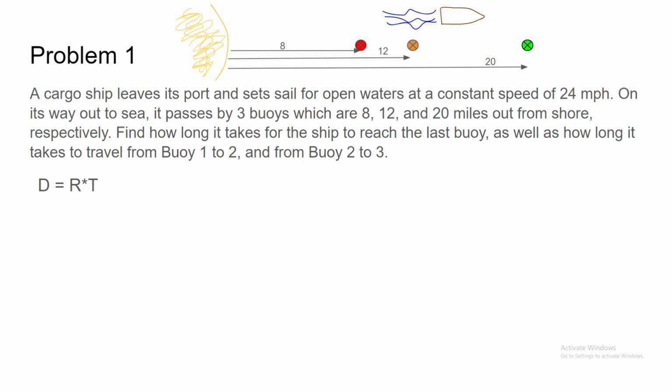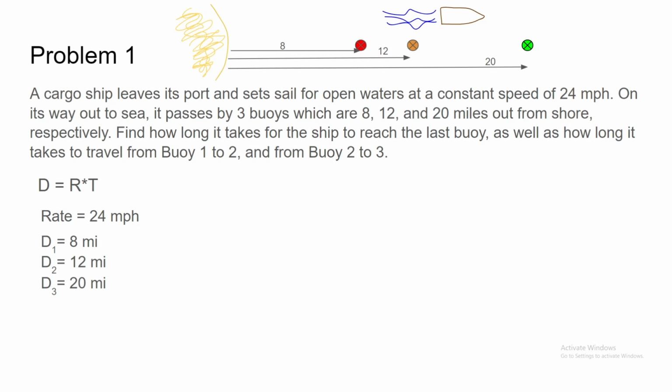And next we want to just take all the information that we can out of this problem. So our rate is going to be constant at 24 miles an hour, so we'll write that down. And then next we have 3 distances that we need to consider. So we have distance 1, which is to the first buoy, is going to be 8 miles. Distance 2 to the second buoy is going to be 12 miles. And distance 3 to the third buoy is going to be 20 miles.